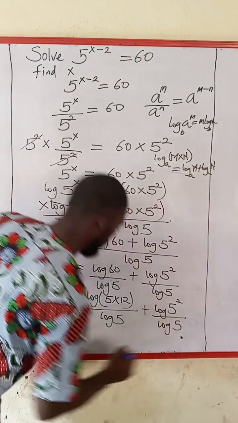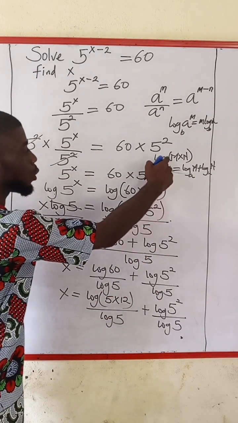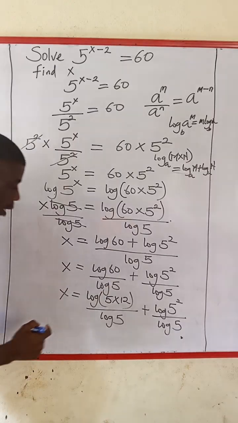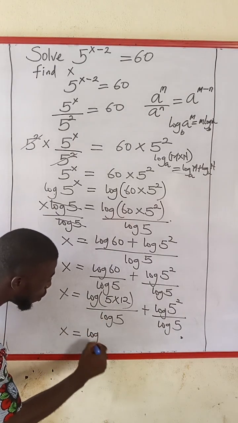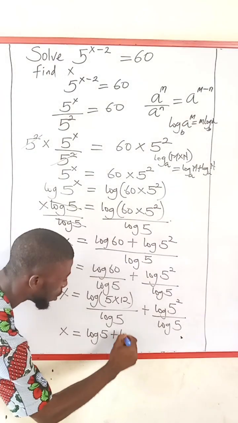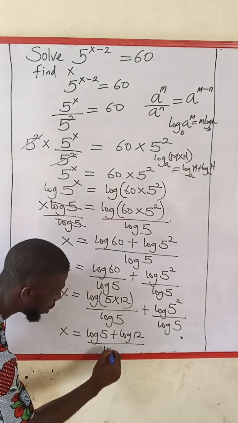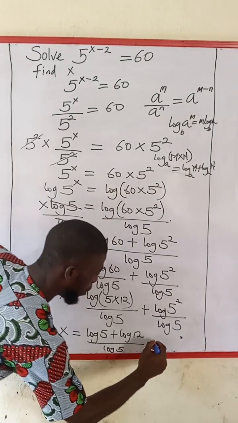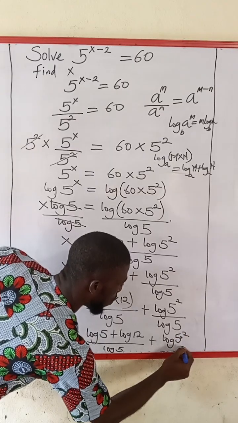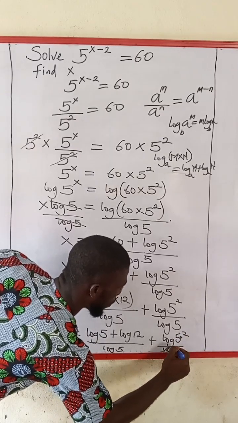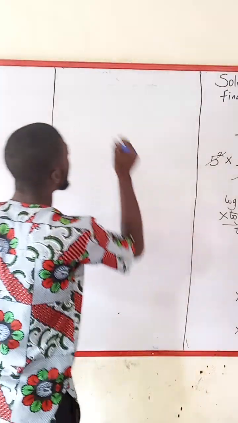Log 5. Now I will also apply the product rule here, the same product rule that we used initially. This would now be that s is equal to log 5 plus log 12, all divided by log 5 plus log 5 raised to the power of 2, all divided by log 5.